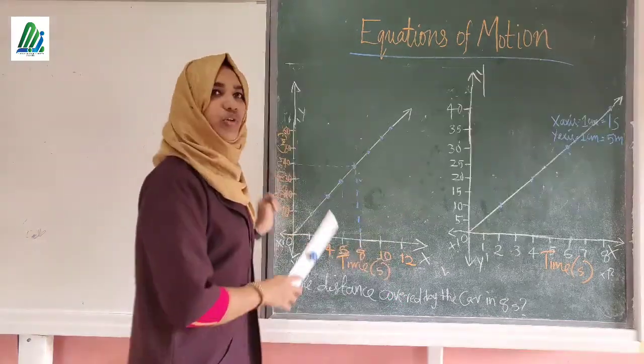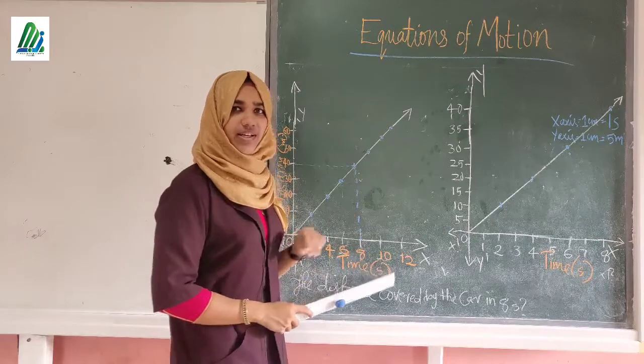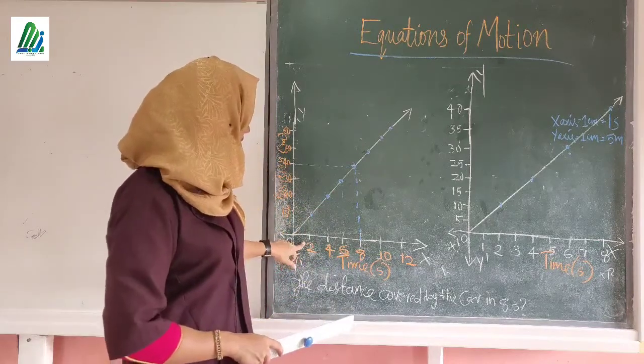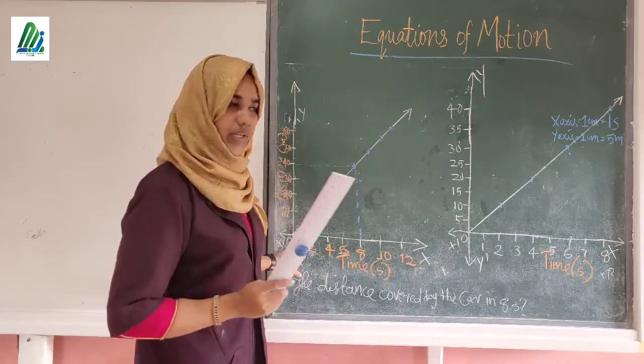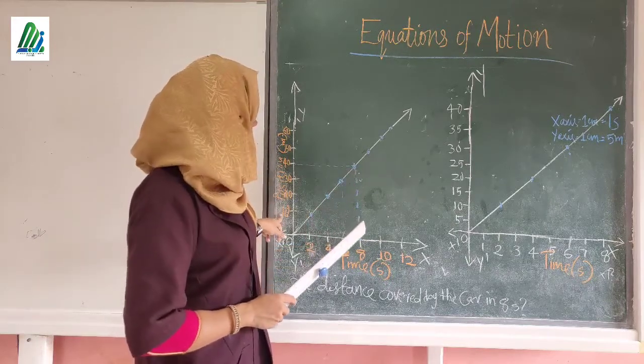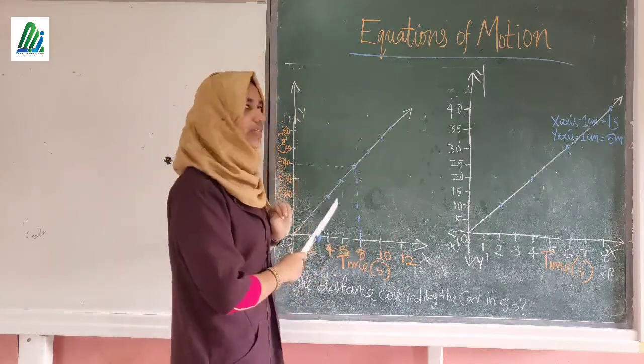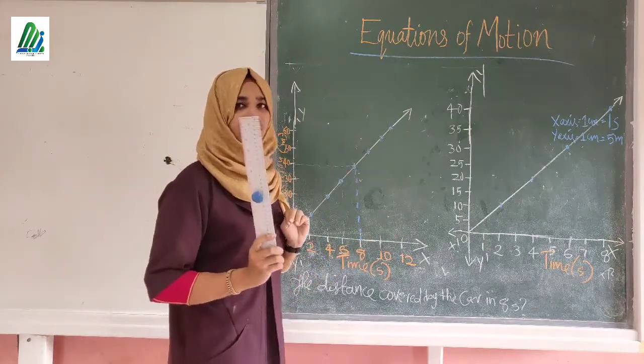Okay, I am going to redraw this graph by changing the scale. Here in the x-axis, 1 centimeter is equal to 2 seconds, which I have taken. In the y-axis, 1 centimeter is equal to 10 meter which I have taken.